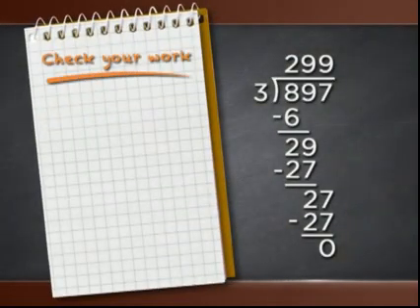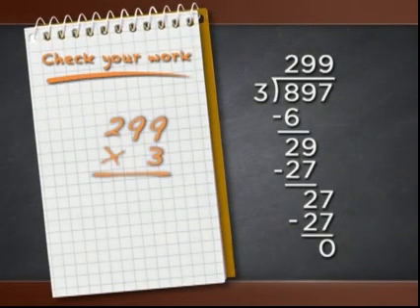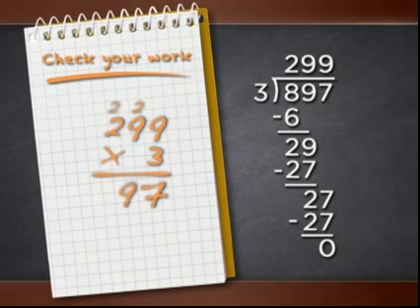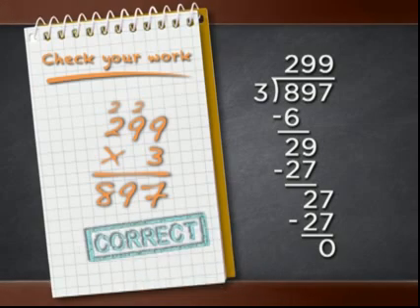Now, how do we check our answer to see if it's correct? Well, the way to do that is to multiply the answer, the quotient 299, by the divisor 3. And if you go back to our previous lesson and you check 299 times 3, you will get 897 if you just work through the steps. And that was the original dividend. And that tells us without a doubt that we've done that long division problem correctly.